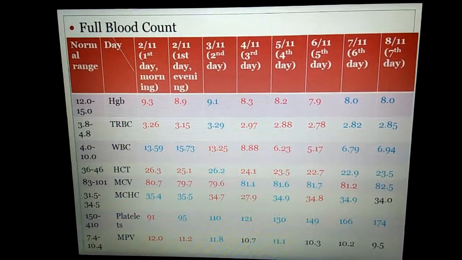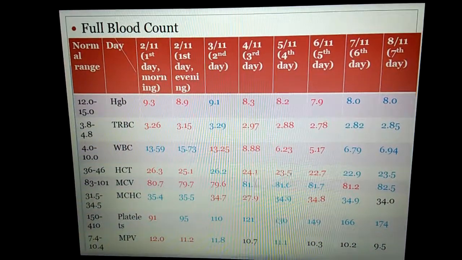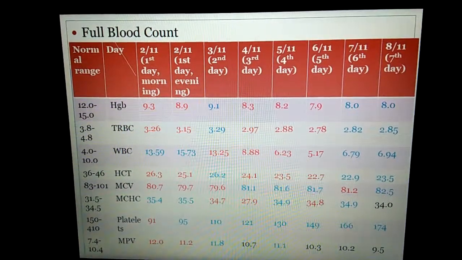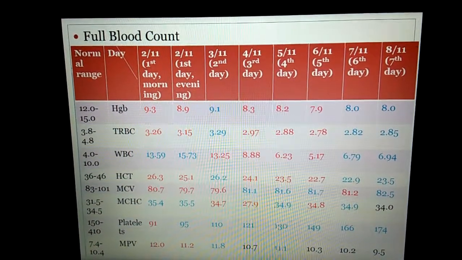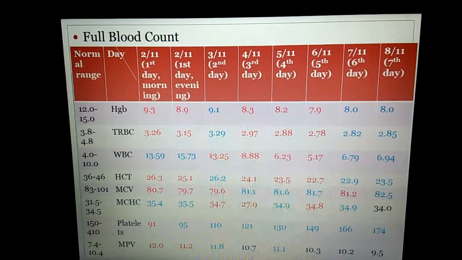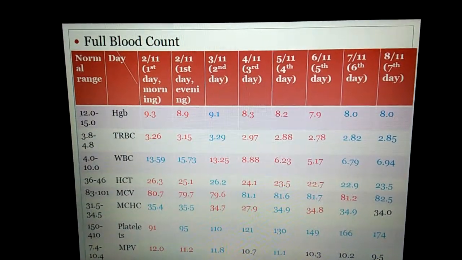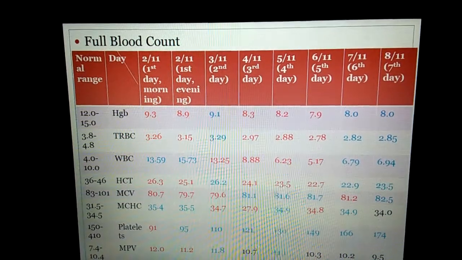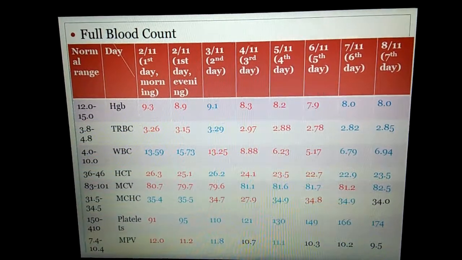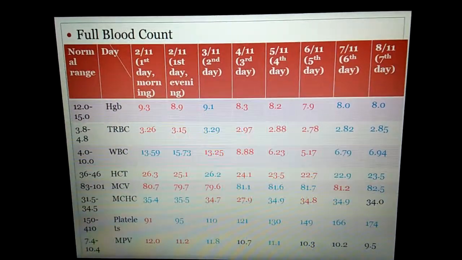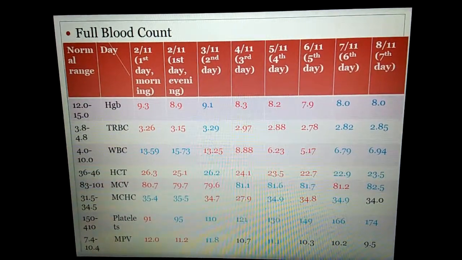And for the white blood cell, you can see that the normal range is 4.0 until 10.0. You can see that the patient's reading for the white blood cell on the first day is higher than the normal range. And for the hematocrit level, the normal range is 36 until 46. And you can see the patient's hematocrit level is lower than the normal range. And for the MCV, the normal range is 83 until 100. And the patient's MCV is lower than the normal range.